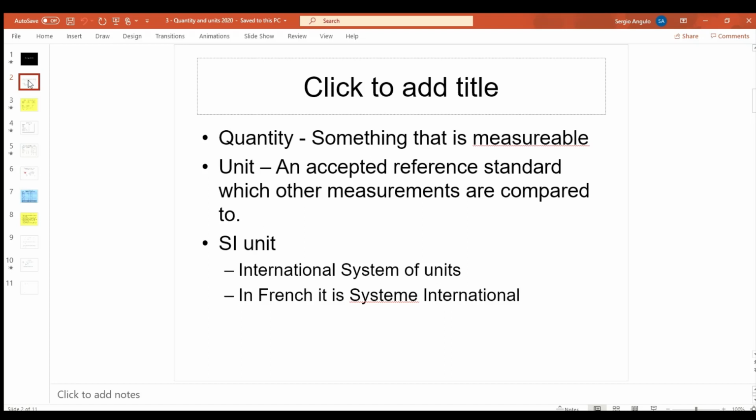Let's get some definitions here. First off, let's give a few definitions. What is a quantity? A quantity is something that is measurable. Anything that you can measure, once you measure it, that is a quantity. It is something about something that is measurable.